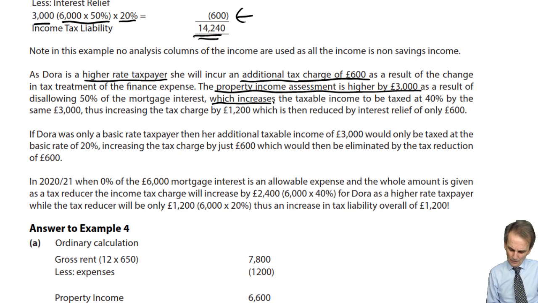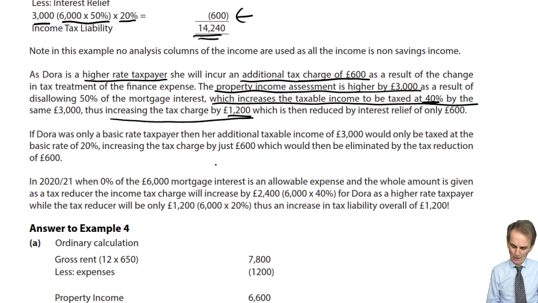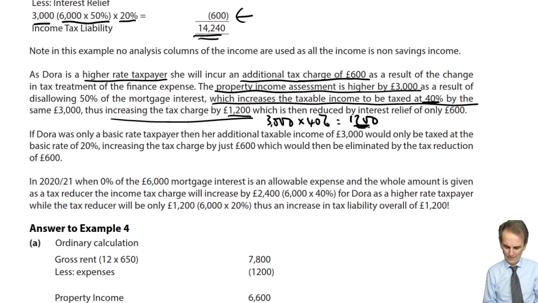So our taxable income would be £3,000 lower than it's currently showing. That, therefore, increases our taxable income to be taxed at 40% by that same £3,000, so it increases the tax charge by £1,200. We've got an extra £3,000 of taxable income, which is taxed at a marginal rate of 40%.